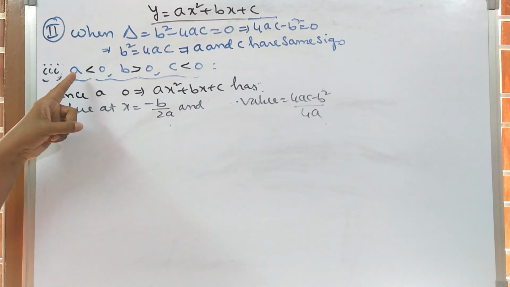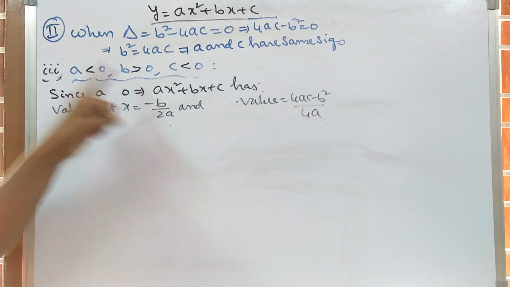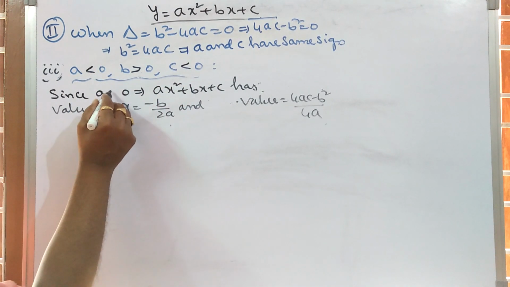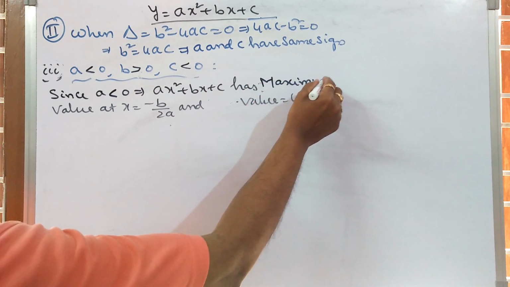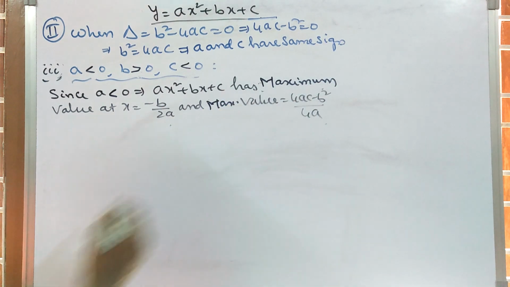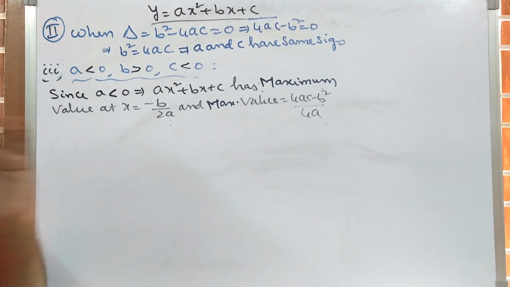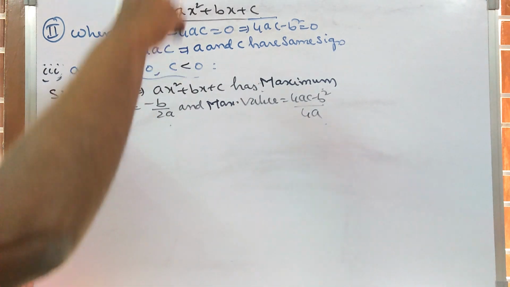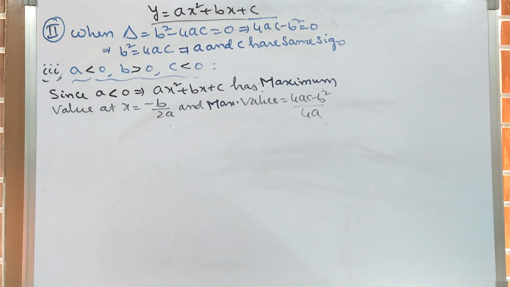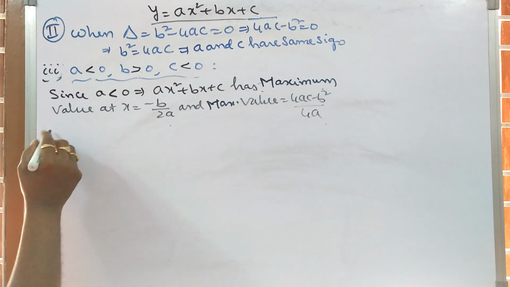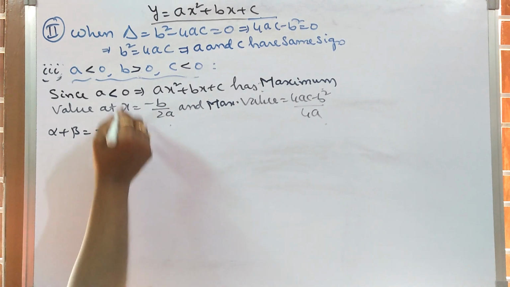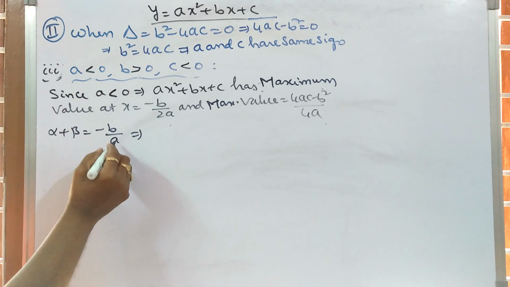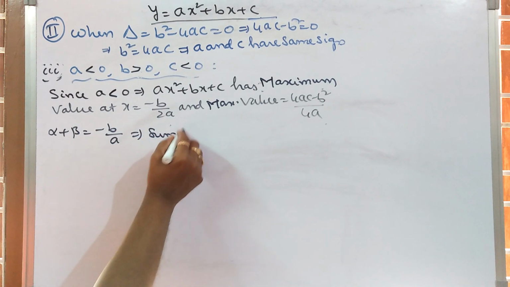Now let us take the third case. The third case is a less than 0, c less than 0 and b is greater than 0. Since a is less than 0, ax square plus bx plus c has a maximum value, and the maximum value is equal to (4ac minus b square) by 4a, which exists at x is equal to minus b by 2a. That means a is less than 0, so it will have a maximum value. Maximum value means the parabola will be a downward parabola. And alpha plus beta is equal to minus b by a, which implies here b is positive, a is negative. Positive by negative is negative, negative into negative is positive. That means the sum of roots is positive.